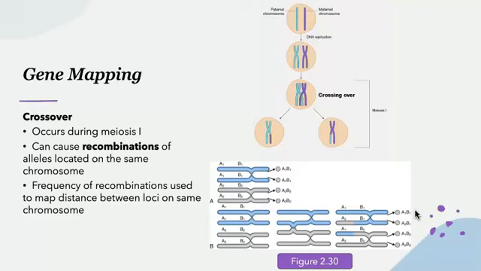Now let's talk about gene mapping. We talked a little bit about crossovers. This takes place during meiosis. You could see these chromosomes are coming together and exchanging their alleles. So that is known as recombination. And the frequency of recombinations is used to map distance between loci on the same chromosome.